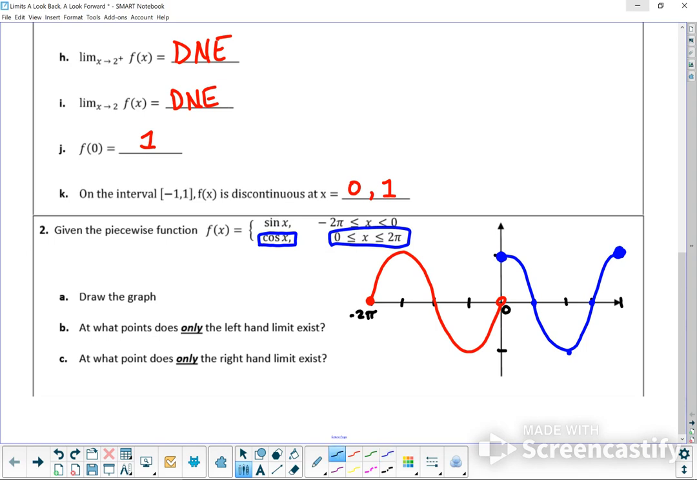At what point does it only have the left-hand limit exist? For the left-hand side only, the only way that happens is if you can only come in from the left side. So at what point? It's only at x equals 2 pi. So at what point does only the left-hand limit exist? This is only at x equals 2 pi. The left-hand limit only exists at the right endpoint.